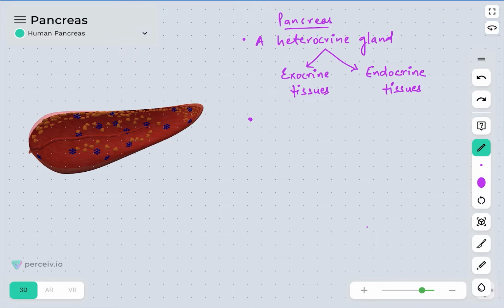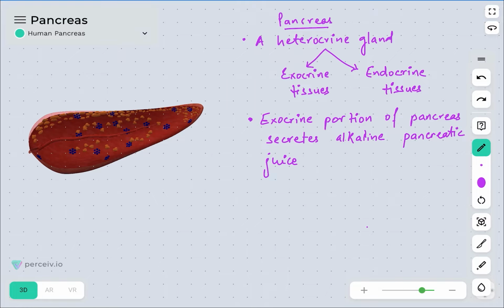We will first see the exocrine part functions and the location as well, and then we will see the endocrine functions as well. So the exocrine portion of the pancreas secretes alkaline digestive enzymes, or you can say alkaline pancreatic juice. The juice of this pancreas contains various enzymes which are responsible for digestion. We will see whatever enzymes are present in them.